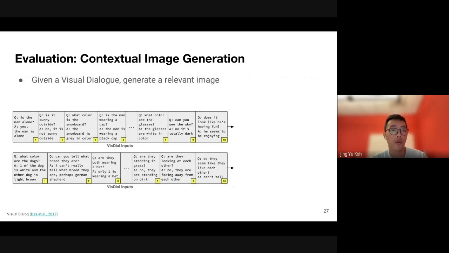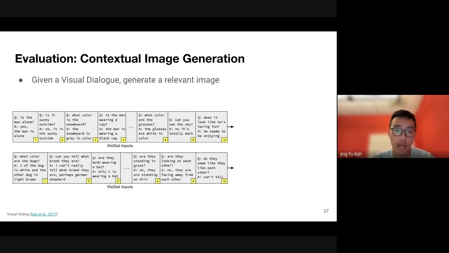The other evaluation that we conduct is on visual dialogue. Visual dialogue consists of a series of Q&A pairs of dialogue-like text discussing an image. So you might have something like, question: is the man alone? Answer: the man is alone. Is it sunny outside? No, it is not. What color is the snowboard? And so on. So the task that we evaluate here is: condition on this entire sequence of dialogue-like text, how well can we generate the image that the dialogue is discussing?